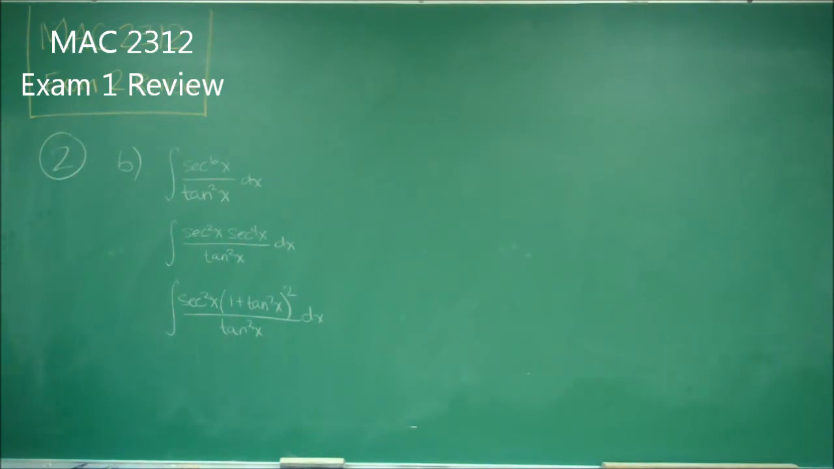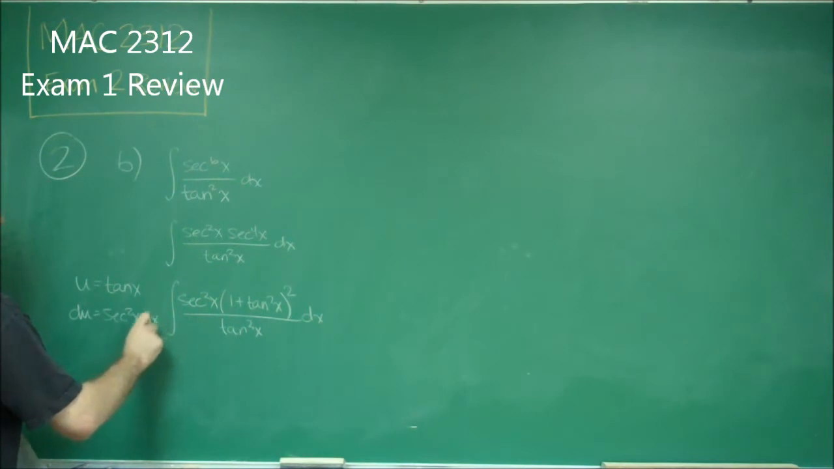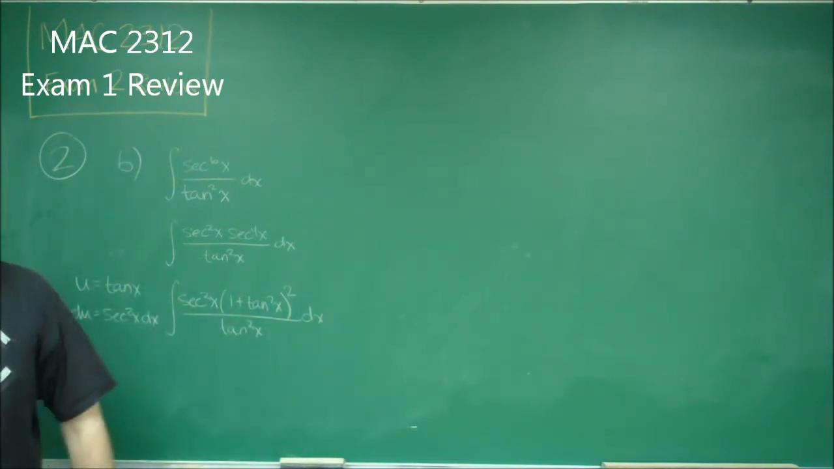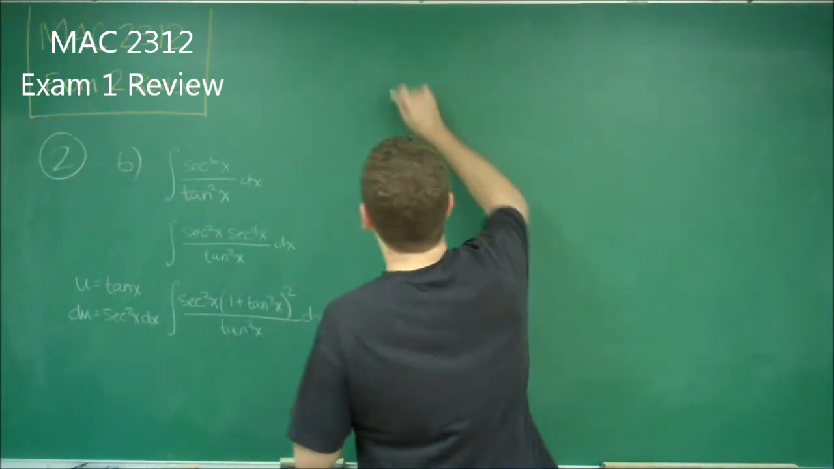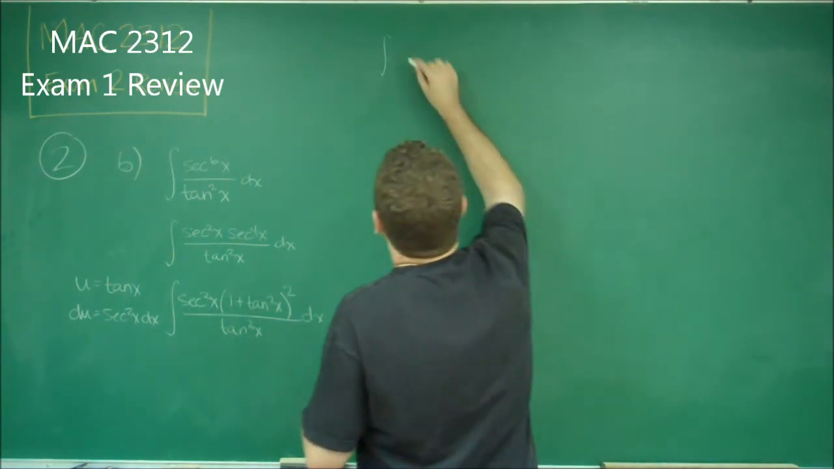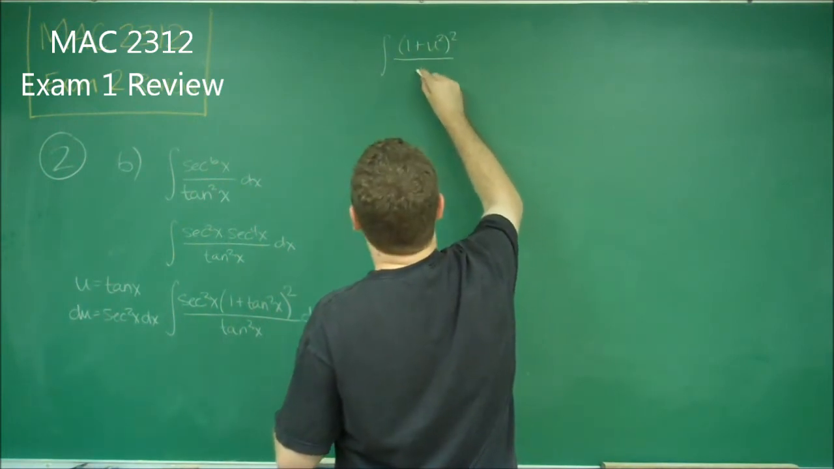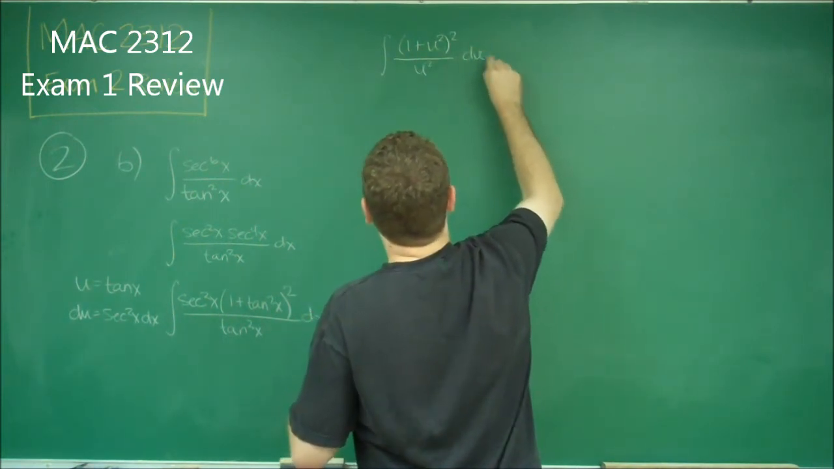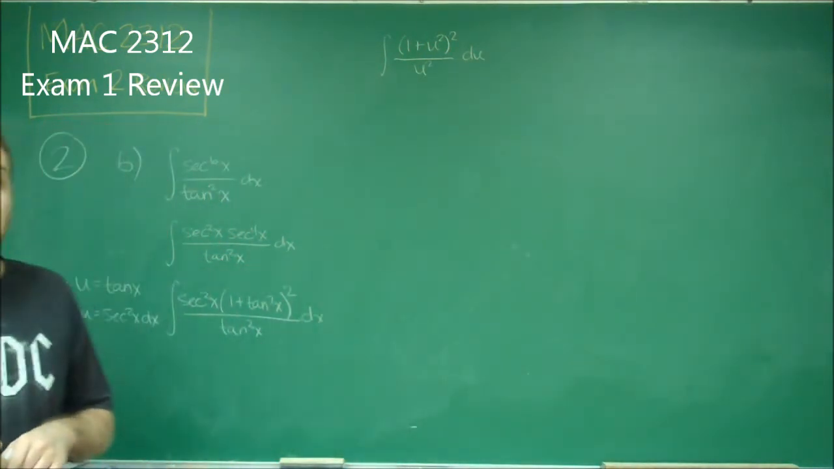And now we're ready to do a substitution. We want to say that u is equal to tangent x, because then our du is secant squared x dx, and we have a secant squared there, so it'll cancel out perfectly. So when we do that substitution, the integral becomes, this secant squared will cancel out. What we have is 1 plus u squared squared over u squared du. And that's a much simpler integral to calculate.